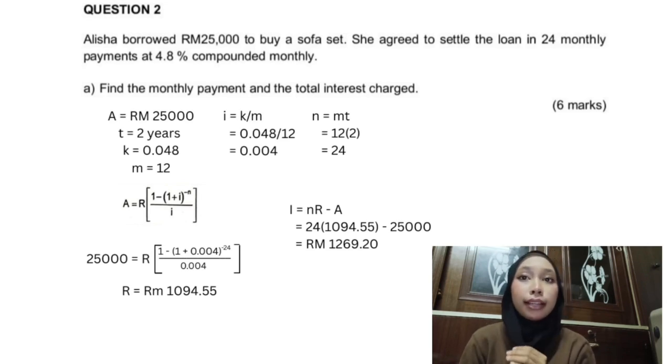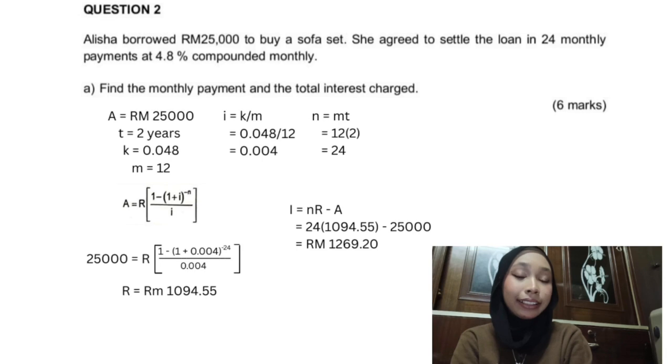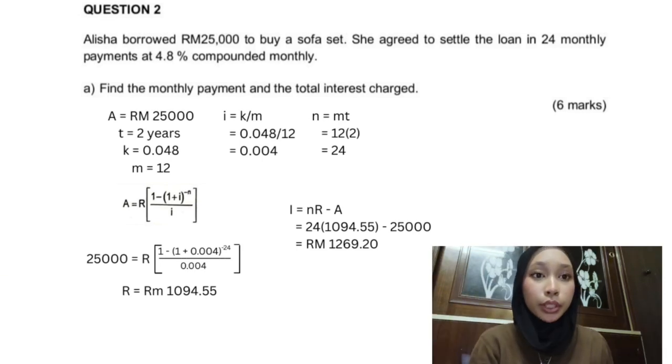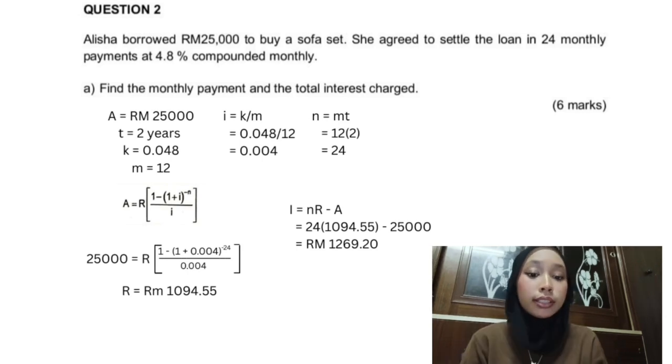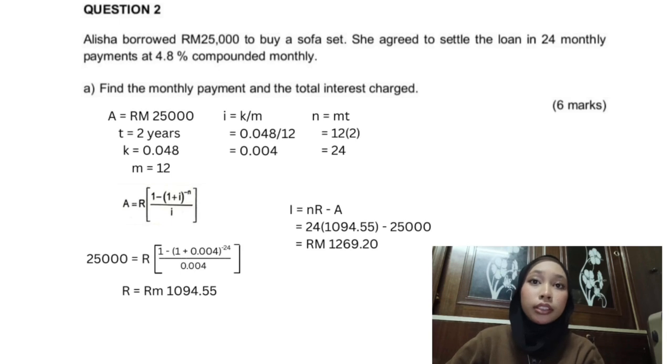To find the I, I equals K over M. K is 0.048 over 12, which is 0.004. Next, to find N is M times T. So 12 times 2 is 24. So for this question, we need to use the present value formula, which is A equals R times (1 minus (1 plus I) power of negative N) over I. So you substitute the information that you have, and you will get the answer, which is RM1094.55.